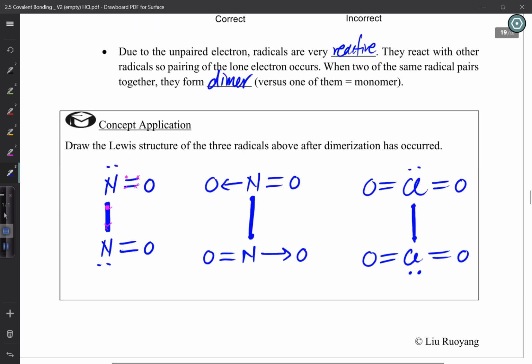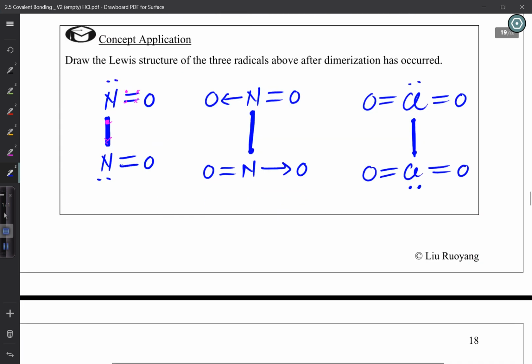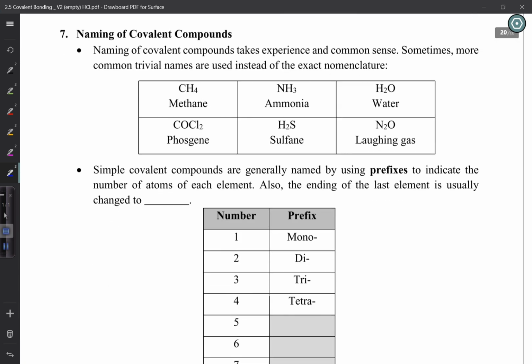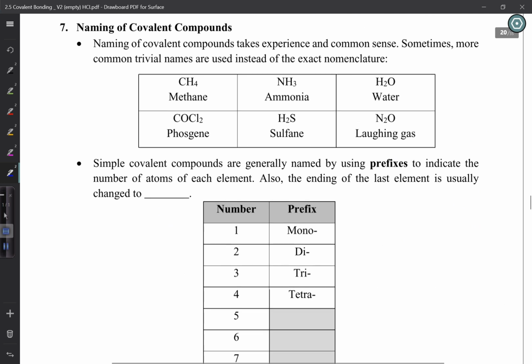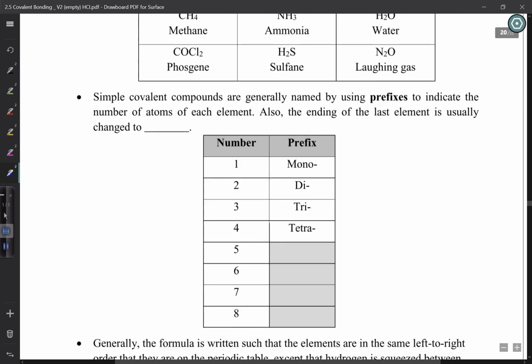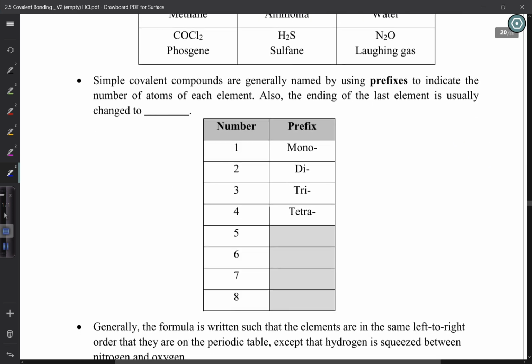Okay, so this is just a brief intro on the exceptions. The next part will be something more relevant, right? Is the naming of covalent compounds. How do you name them? So of course you have learned about trivial names like ammonia, water, etc. No problem. All these are some trivial names given. You also have laughing gas, N2O. Why is it laughing gas? It probably attacks your nerves or something.